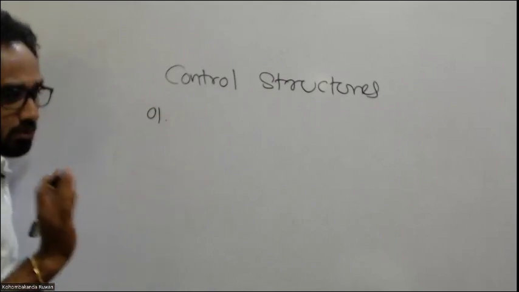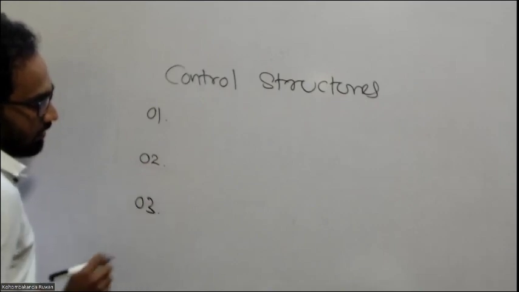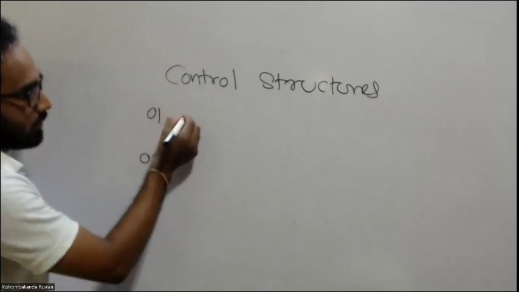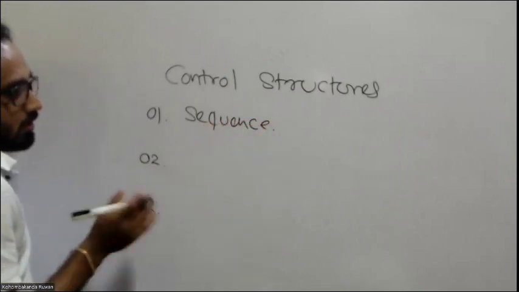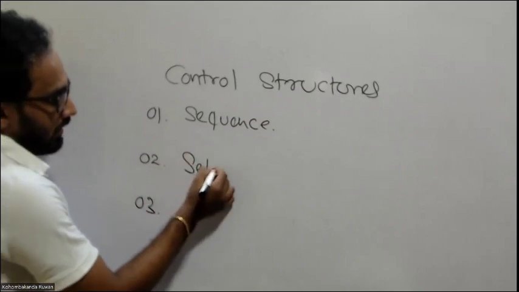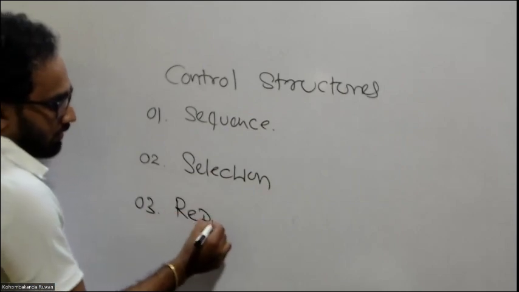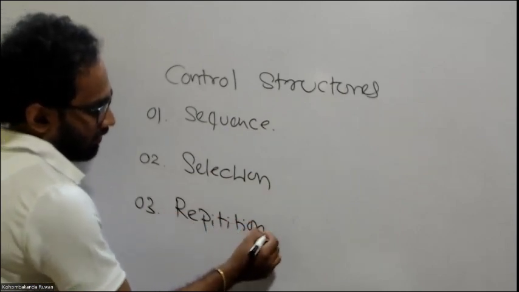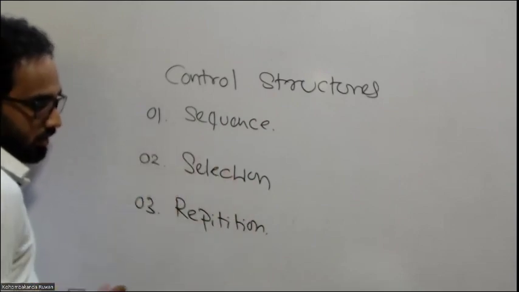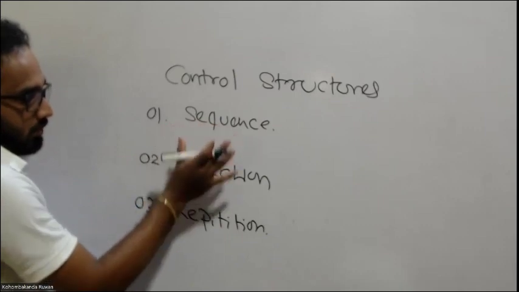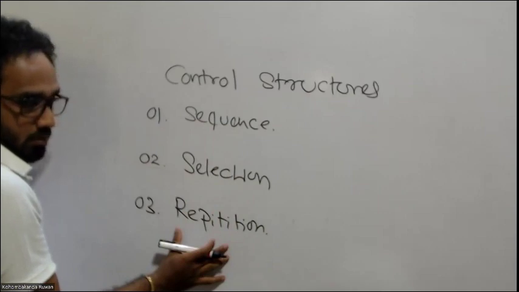There are three kinds of control structures. First one is sequence. Second one is selection. Third one is repetition, or we call that iterations or loops. First one is sequence, second selection, and third one is repetition.